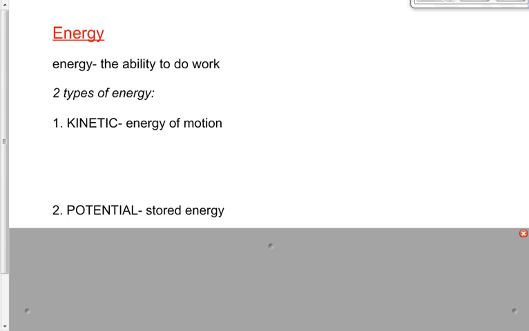The kinetic energy is the energy of motion. It's the hand with the pen. The potential energy is the stored energy. It's energy that's not doing something right now, but still has the ability to do something later on down the road, the ability to do work. In other words, really what it boils down to is it's either kinetic energy or it has the ability to become kinetic energy later on.